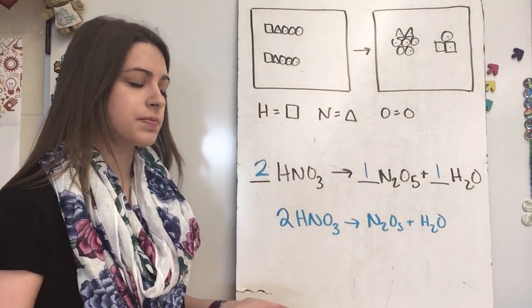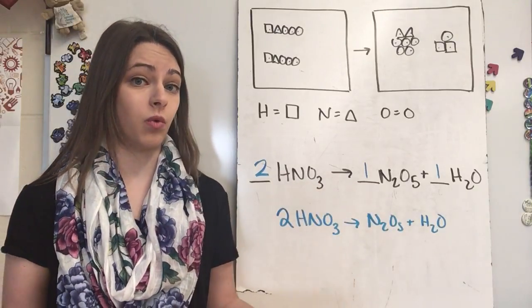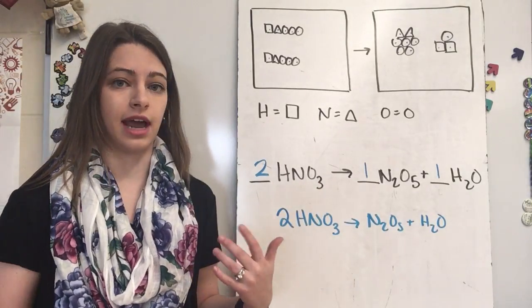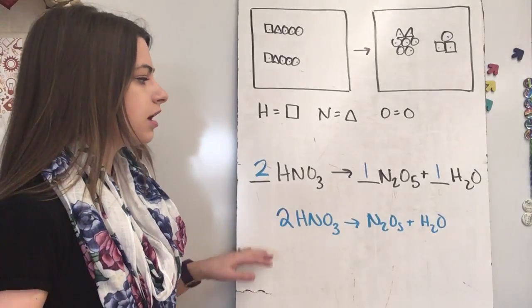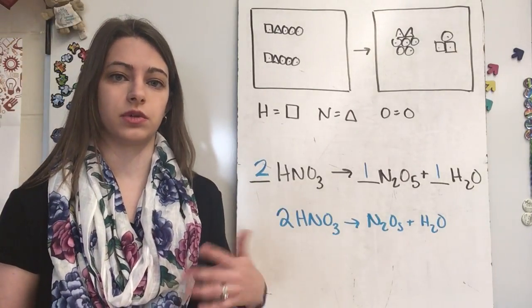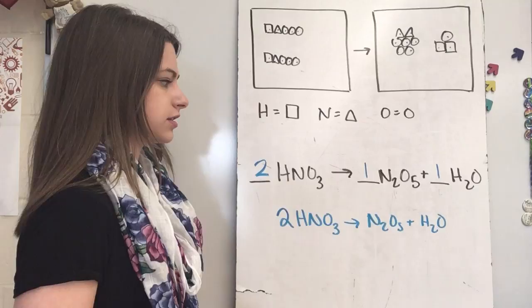goes to N2O5 plus H2O. It's helpful for our purposes, though, if we're filling in the blanks, to put the 1s, just to make sure that we know that we didn't accidentally forget to put something there. But you don't have to put the 1s as coefficients when you're writing balanced chemical reaction equations.